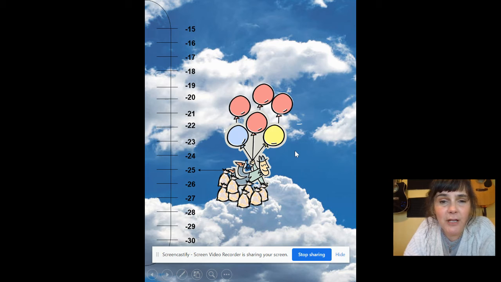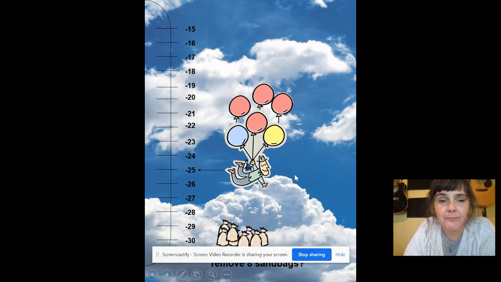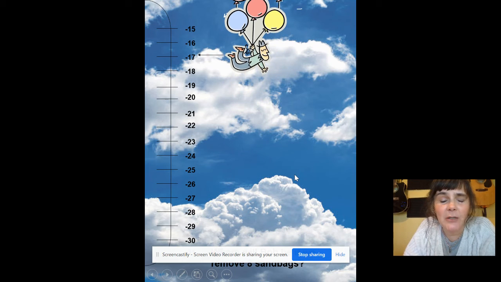Here we are on -25. What happens if we remove 8 sandbags? If we remove 8 sandbags, that's going to make him go up. So -25 minus -8. Minusing a negative, we go up. We go up 8 spots and we end up on -17. So -25 minus -8 is -17. We're still negative, but we certainly have increased the value because -25 is down here and -17 is up here.